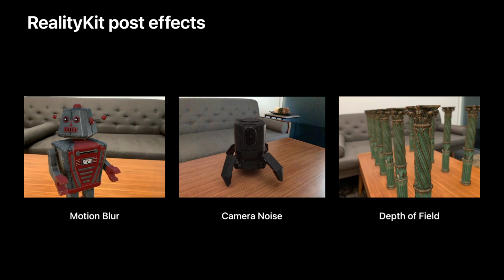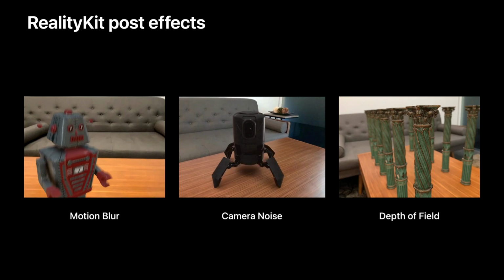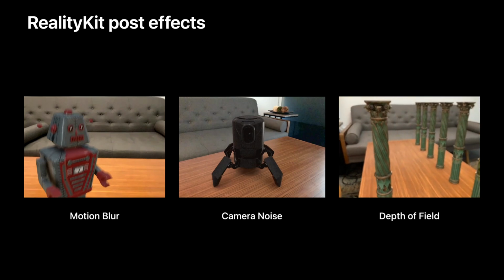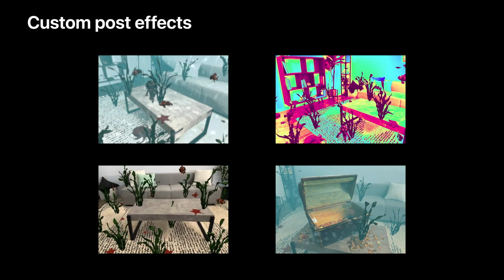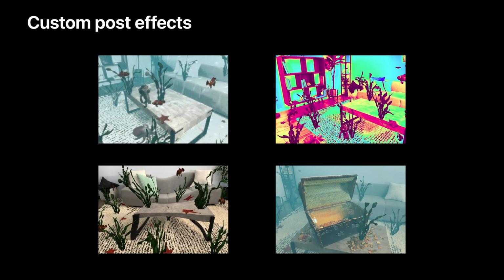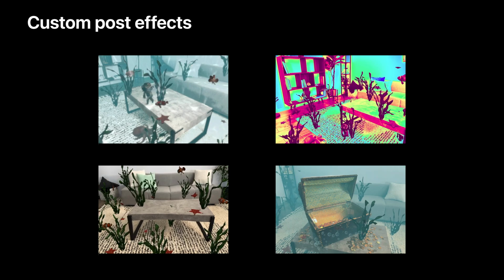RealityKit comes with a rich suite of camera-matched post effects like motion blur, camera noise, and depth of field. These effects are all designed to make virtual and real objects feel like they're part of the same environment. These are available for you to customize on ARView. This year, we're also exposing the ability for you to create your own full-screen effects. This allows you to leverage RealityKit for photorealism and add new effects to tailor the result for your app.